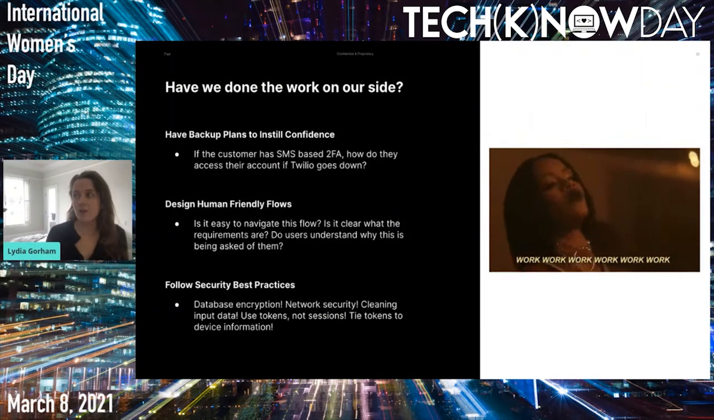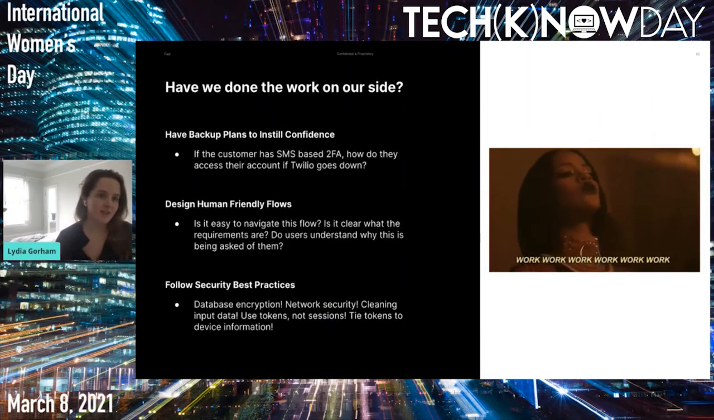Finally, have you done the work on your side? So user input is only part of the authentication and authorization flow. There's also a lot there in terms of the security of your overall system. So following security best practices: you want to be thinking about database security, network security, admin credentials best practices.